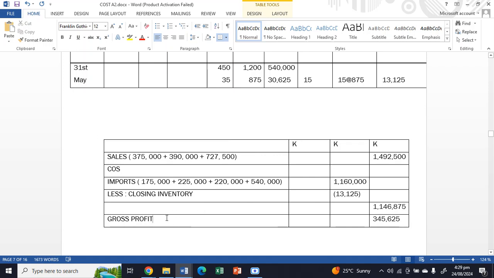To get our gross profit, it is sales minus cost of goods sold, which is this amount here. And this amount is the cost of goods sold. Our gross profit is 345,625. Any questions?